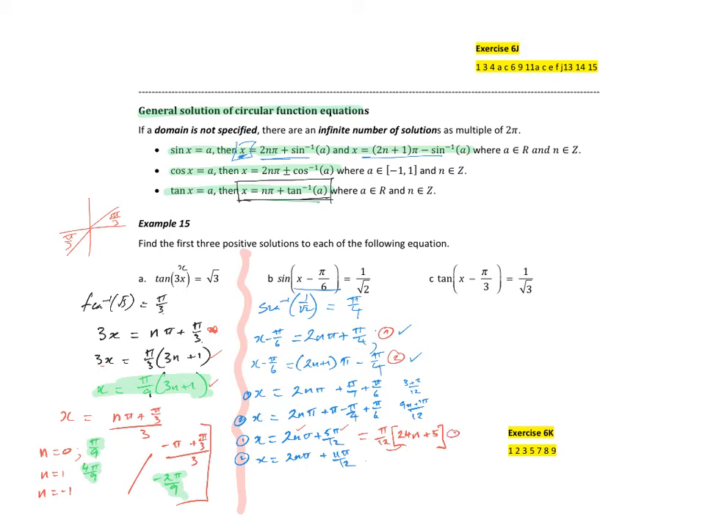The other solution, do exactly the same thing. You bring that pi on 12 out the front, the fraction. Multiply this term by 12, so I get 24n plus 11. That's my other solution. Okay, so if I put n equal to 0, I get, what do I get? I get 5 pi on 12 and also 11 pi on 12.